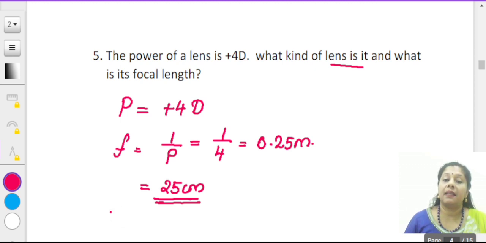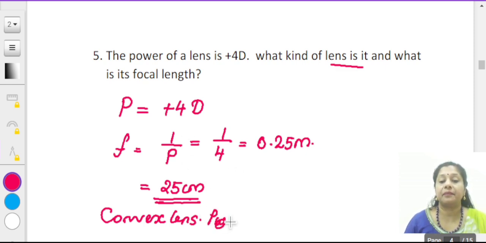Here it is a convex lens. How can we say it is convex lens? Because power and focal length both are positive.